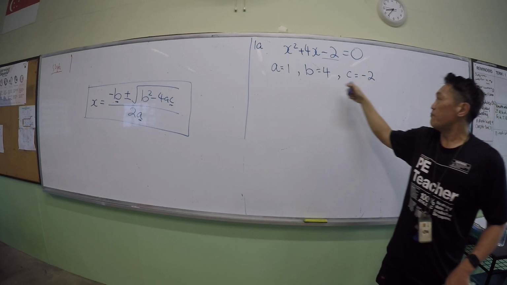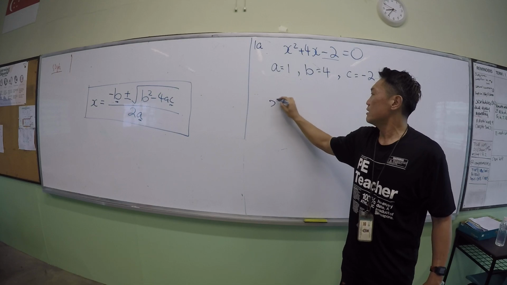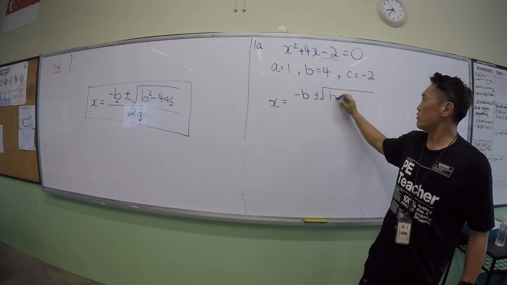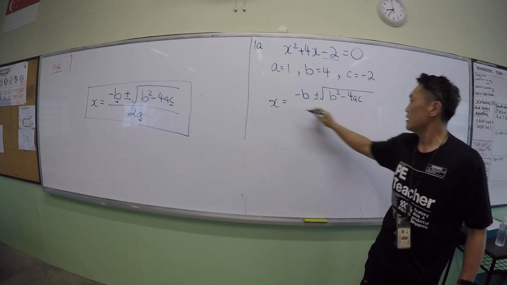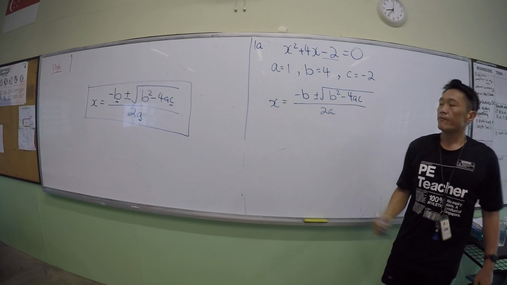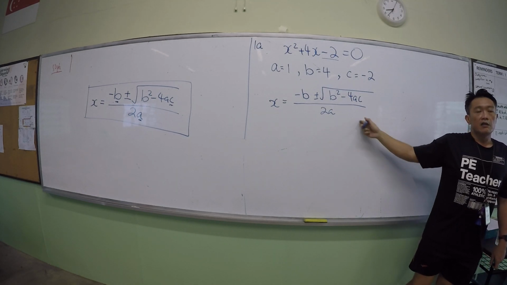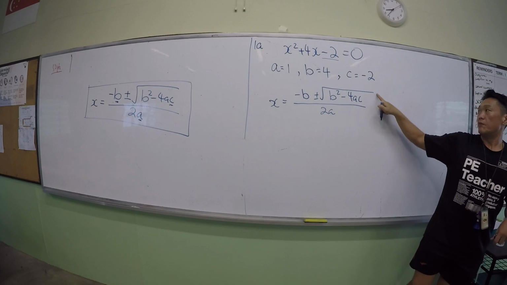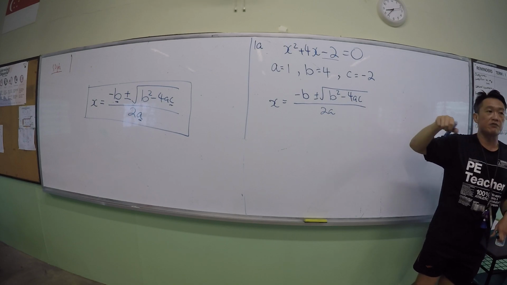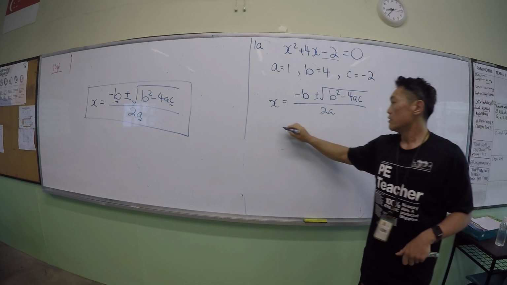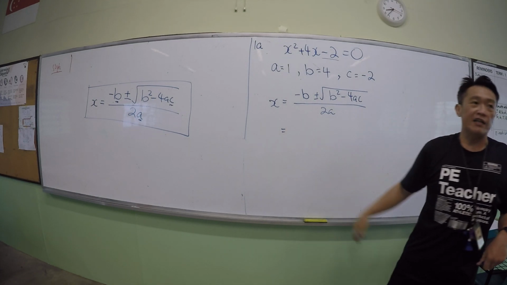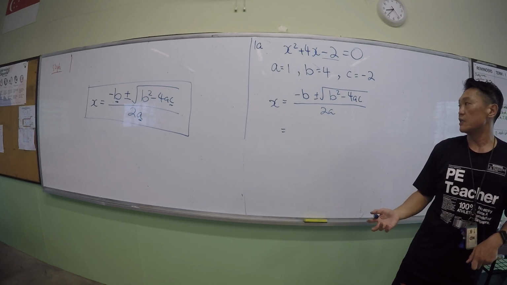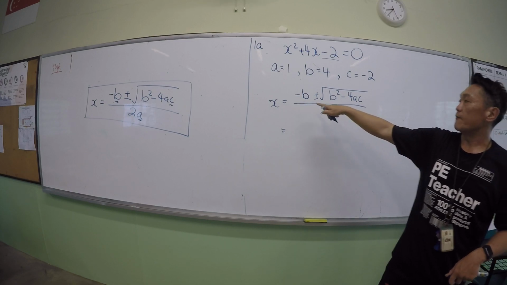So I know my A, my B, my C. I will apply my formula. X equals to negative B plus minus square root of B squared minus 4AC divided by 2A. Okay? This formula is one of the things that you have to remember, because it helps you simplify all the steps of the completing the square. As much as I can, I don't remember anything, but this formula we have to remember. It is much easier. So, substitution.